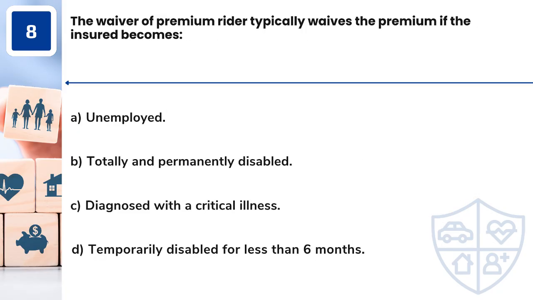Question 8. The waiver of premium rider typically waives the premium if the insured becomes: A. Unemployed. B. Totally and permanently disabled. C. Diagnosed with a critical illness. D. Temporarily disabled for less than 6 months.